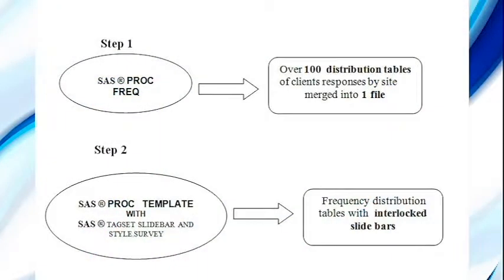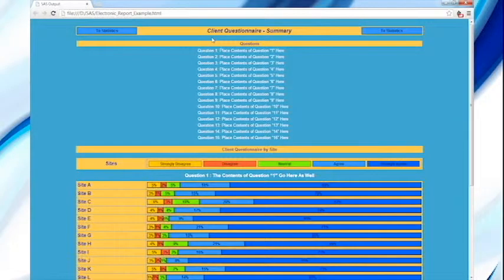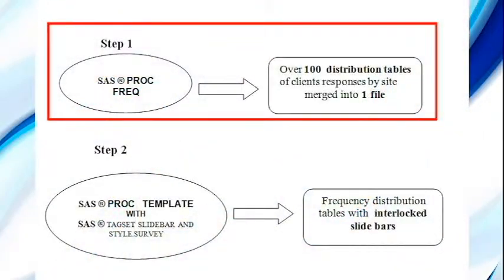Using SAS, the PROC FREQ statement generates the distribution of client responses by site for each question. In the example electronic report used in this video, answers fall under one of the following categories: strongly disagree, disagree, neutral, agree, and strongly agree. The output files of PROC FREQ for all questions are then merged into a single file.